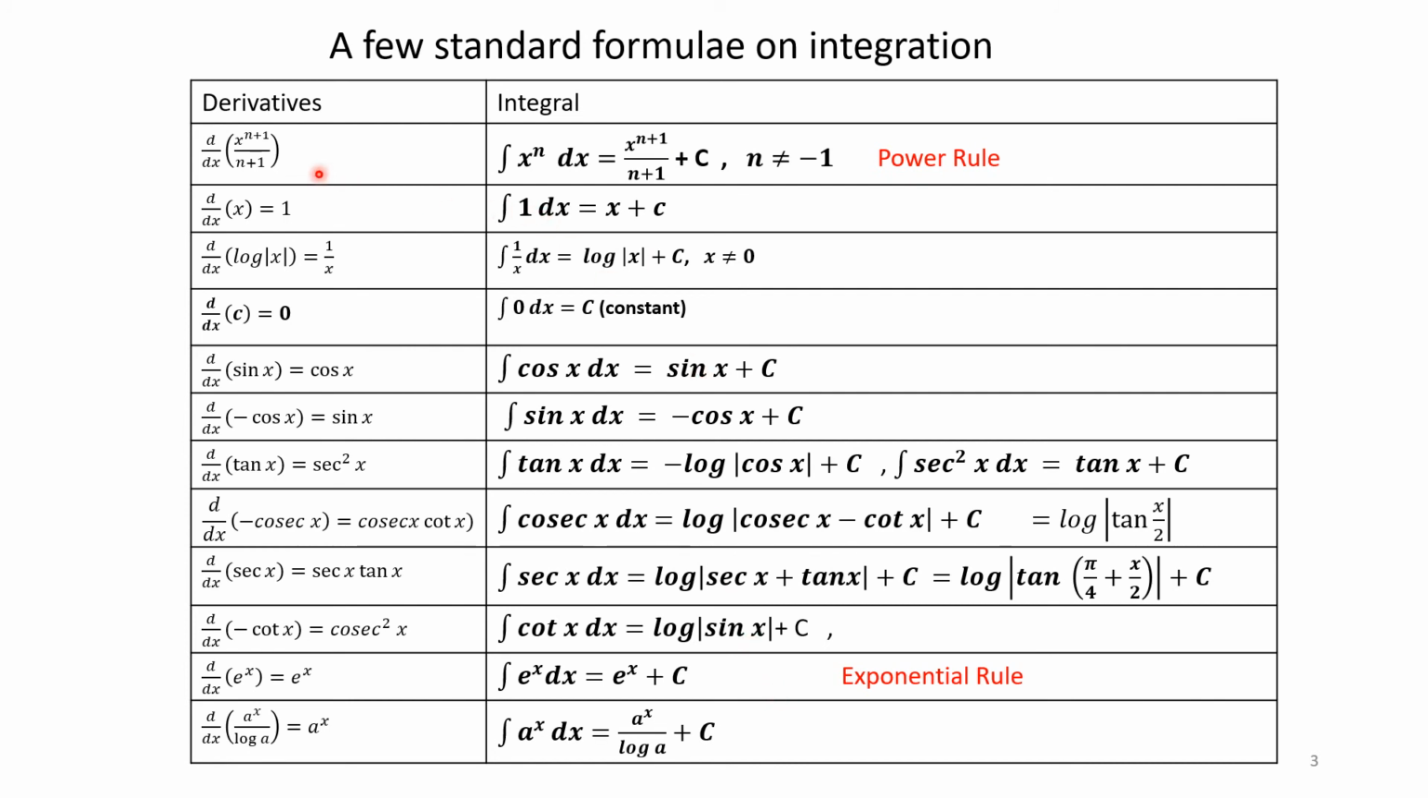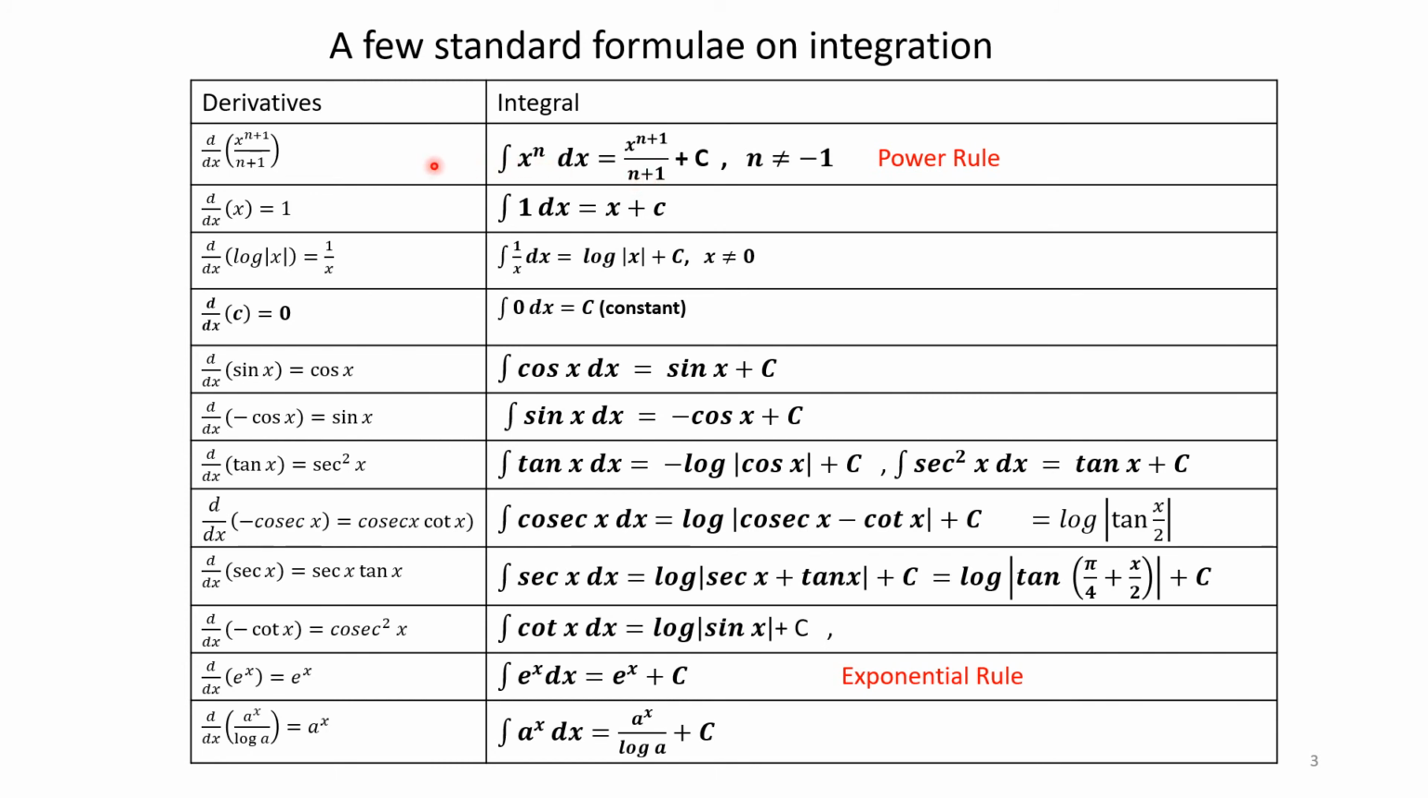Let us start. d by dx of x to the power of n plus 1 divided by n plus 1 equals x to the power of n. We know from our previous knowledge, differentiation of x to the power of n plus 1 divided by n plus 1 is x to the power of n. Therefore, integral of x to the power of n dx is equal to x to the power of n plus 1 divided by n plus 1.